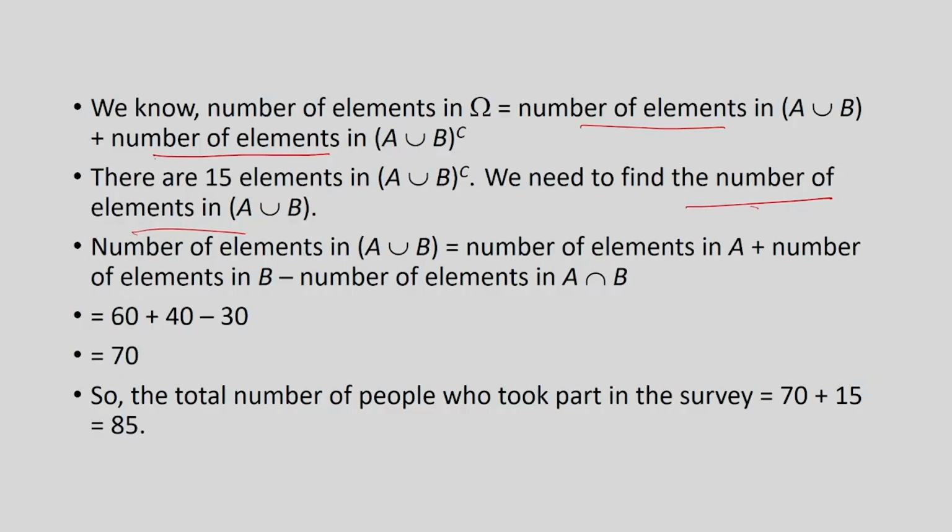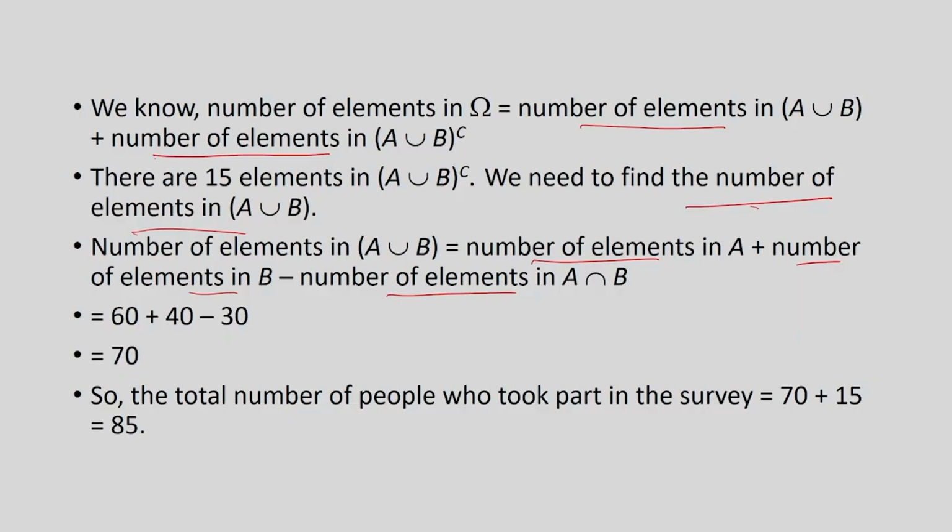So, now let us use again the old definition that we talked about in the last lecture, that how many elements are there in A union B. So, the number of elements in A union B will be the number of elements in A plus the number of elements in B, then I have to subtract the number of elements who are in the intersection set, that is A intersection B.